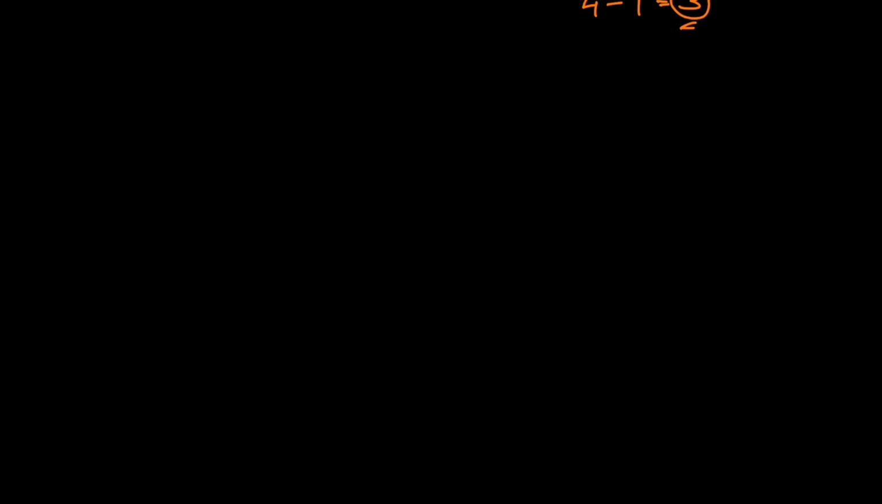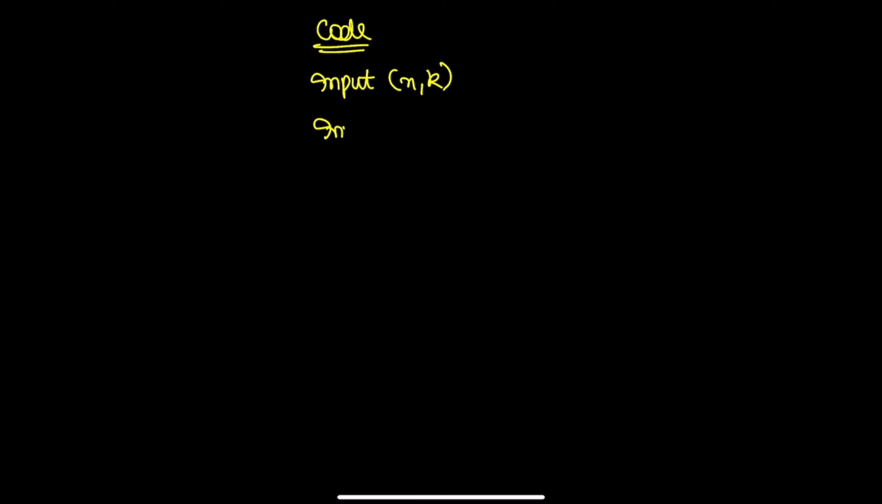Now let's move on to see a little bit of code. We will have an input that is n comma k. We will have an input array arr of n. Now while taking the input, we will count the number of evens.